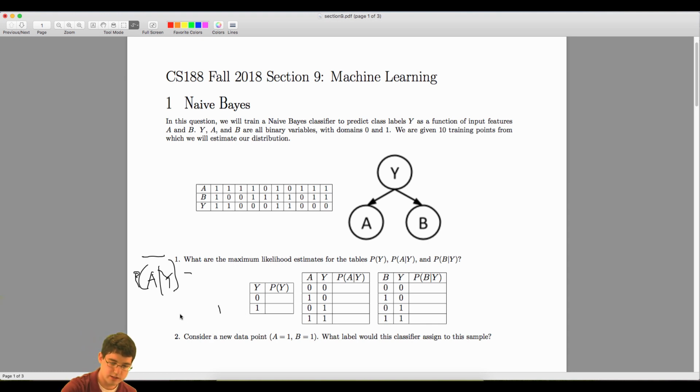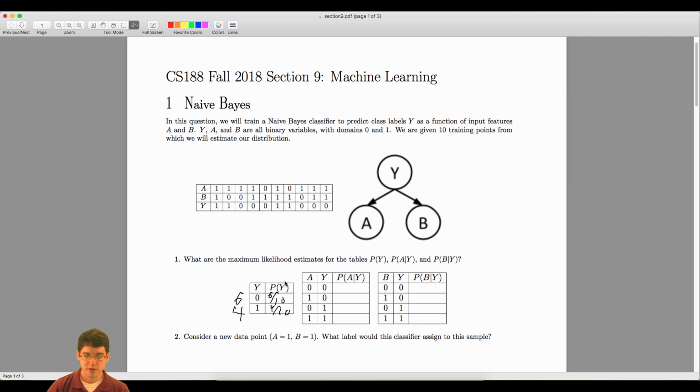Okay, so let's take a look at our first table. In this case, we're not conditioning on anything. So we're going to count the number of times y is equal to 0. So in here we have 1, 2, 3, 4, 5, 6, y equals 0. And count the number of times y equals 1, that's 4. So our counts are 6 and 4. And our total count that we're going to normalize over is 10. So the probabilities that we're going to get are 6 over 10 and 4 over 10.